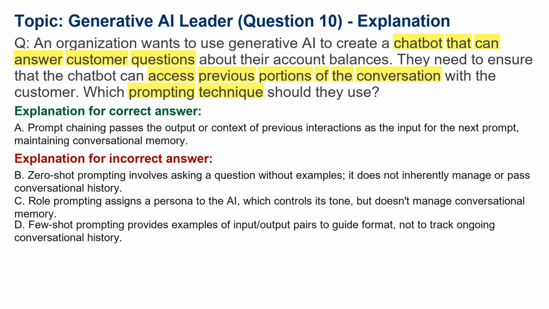Why are the others incorrect? B. Zero-shot prompting involves asking a question without examples. It does not inherently manage or pass conversational history. C. Role prompting assigns a persona to the AI, which controls its tone, but doesn't manage conversational memory. D. Few-shot prompting provides examples of input-output pairs to guide format, not to track ongoing conversational history.